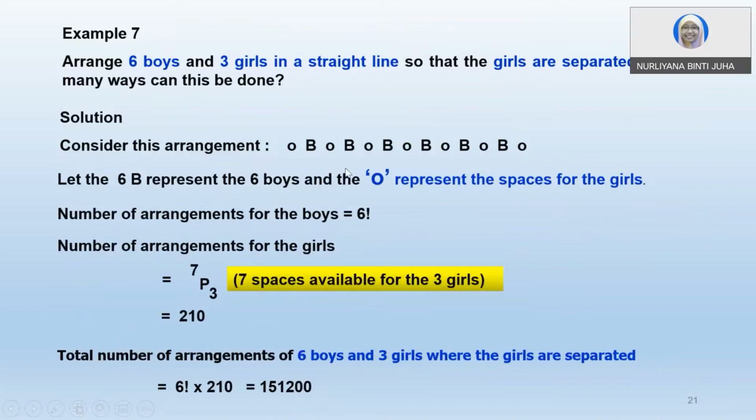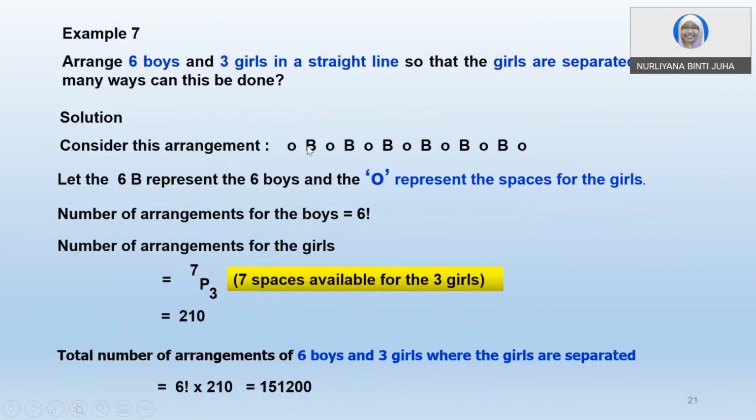So, consider this arrangement ya. Kita consider susunan yang ini. Let the 6 B's over here, huruf B dekat sini, represent the boys. And the O, small letter O over here, represents the space for the girls. Since we have 3 girls, maksudnya 3 girls ni tadi tidak boleh duduk tiga-tiga tu semua duduk sekali. Dia kena pisah-pisah. So kita boleh letaklah dia either dekat sini, or dekat sini, or dekat sini, as long as dia tidak duduk bersebelah.